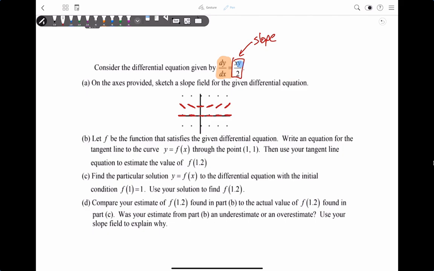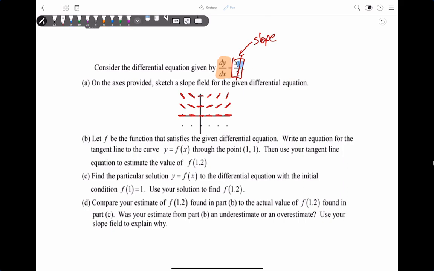So now, what if y was 2? Well, if y was 2, these would cancel to a form of 1. So all I need to do when y is 2 is look at the x value. x is 0, x is 1, steeper at 2, steeper at 3. Negative 1, and negative 2, a little bit steeper.